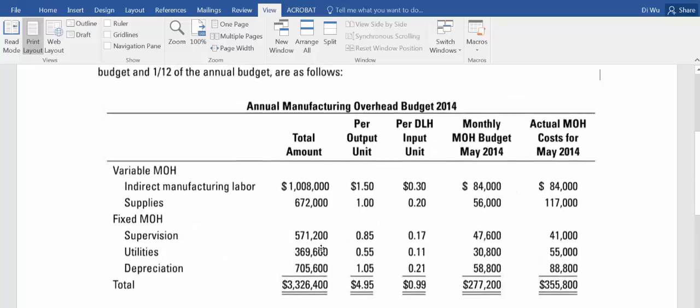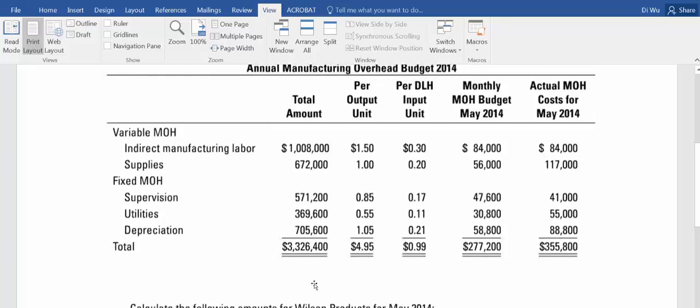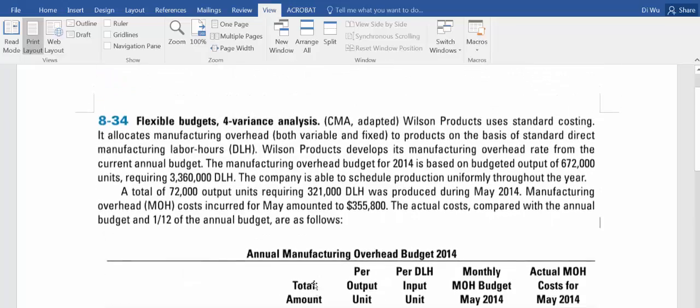Let's take a look at the first question: total manufacturing overhead costs allocated. Now we come back to the job costing method. Remember in chapter 4, when we first introduced the job costing method, we had manufacturing overhead cost control and allocated. This is something that we're going to do here again.